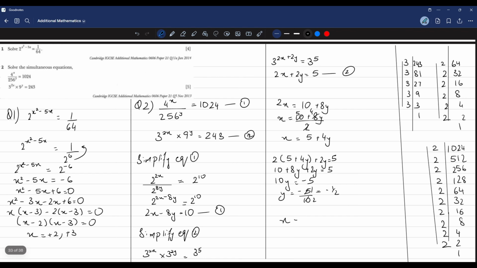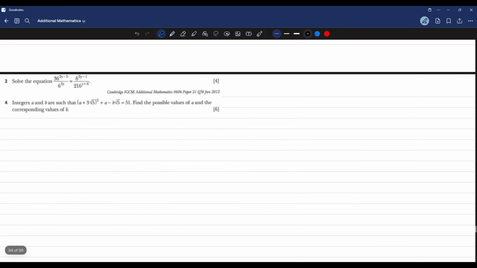Same for the value of x, 5 plus 4 multiplied by negative 1 over 2. 2 ones are 2, 2 2s are 4, and we've got 5 plus, in fact 5 minus 2, which is x equal to 3. So these are the two values for this part, x equals 3 and y is equal to negative 1 over 2, or you could say negative 0.5. I hope that is clear. This is it for question number 2. Proceeding on to question number 3.